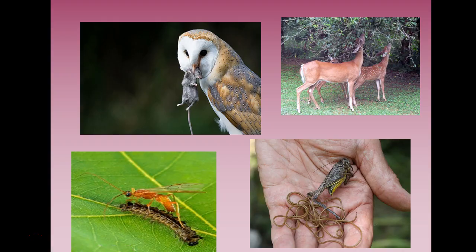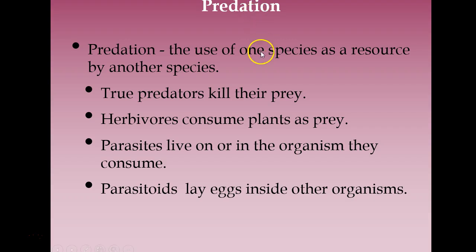Another level would be predation in terms of determining population size. So we have very different levels of predation. Basically, we call this where one species uses another as a resource. When we think of true predation, it's predators killing their prey. We could also look at, in ecological terms, herbivores consuming plants, parasites living on or in another organism, and parasitoids. All those are species interactions that involve one species using another as a resource.